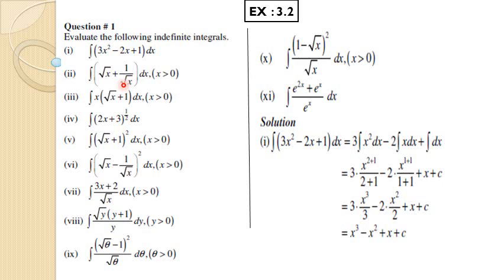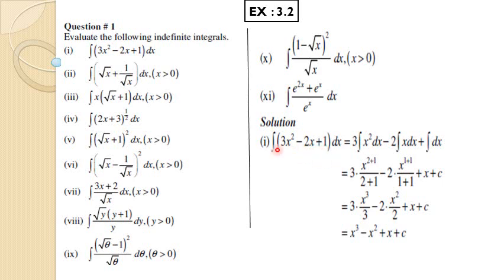So I'm starting with the name of Allah. Question number 1 of integration. This is the first question of your integration for the entire life, because this is a very new topic. So now the integral function is the integral of 3x square minus 2x plus 1 dx.